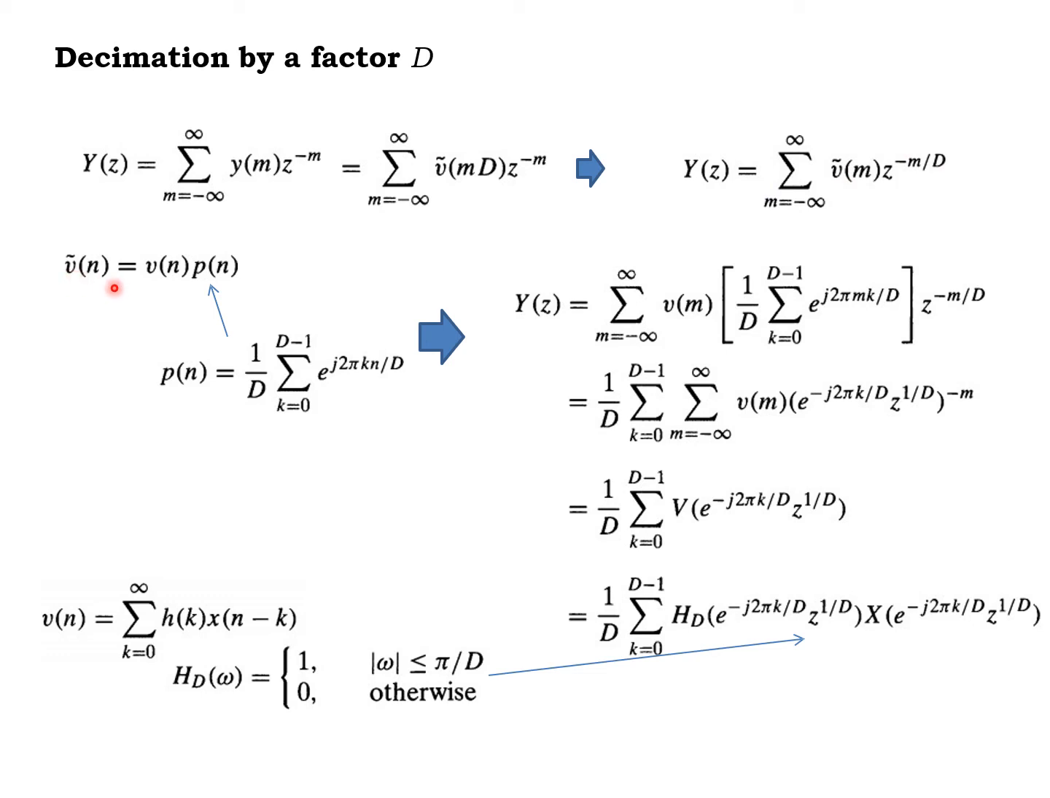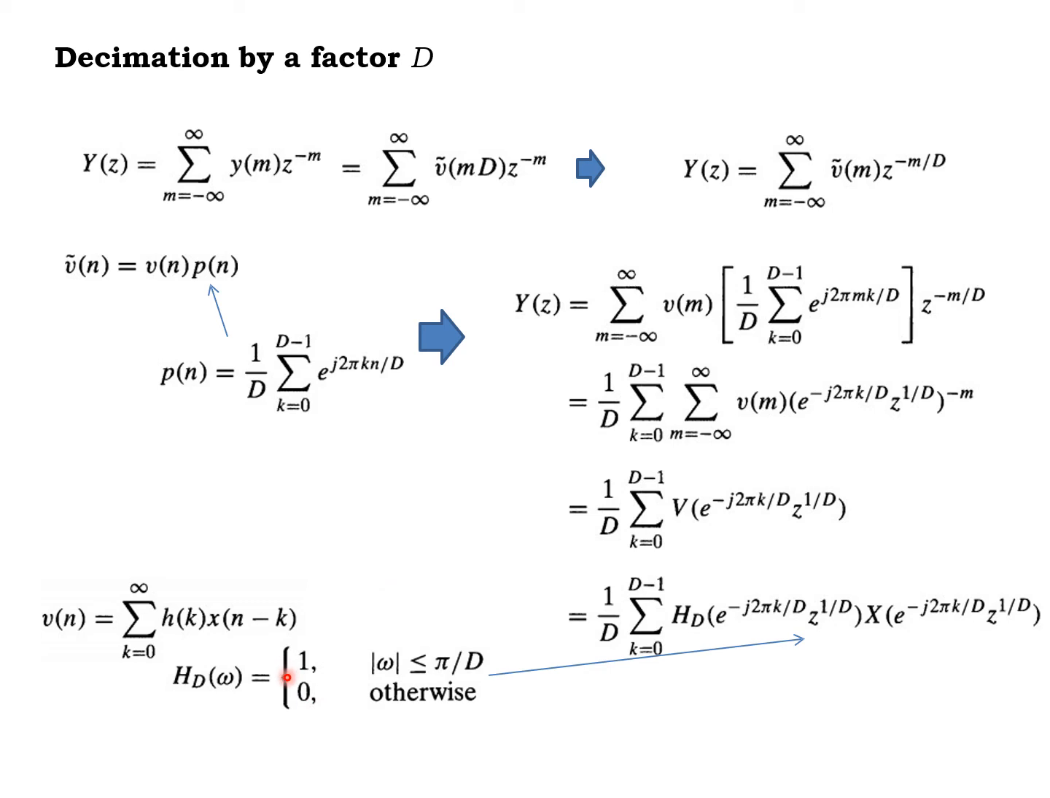V bar of n is equal to v of n into p of n, where p of n we have already discussed. This is the discrete Fourier series representation. Now substitute this here and multiply it, we will get this expression. So 1 divided by d into the summation of k equal to 0 to d minus 1 Hd of e to the power of this one and X of this one, right? So v of n is actually the convolution of input signal x of n and h of n, where Hd of omega we already know, we have discussed this, right?